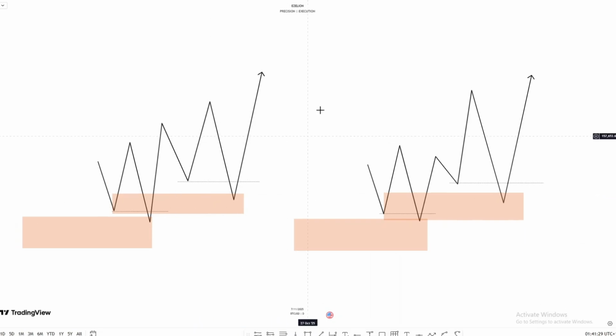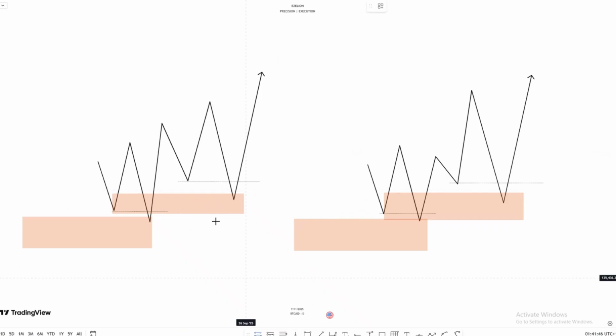Now, what are you looking for? You are looking for either one of these patterns. Let me explain what this pattern is. This pattern is basically what you have here. You have a liquidity sweep, price sweeps liquidity and breaks structure. Now, it forms an incomplete pullback, then breaks the second structure.